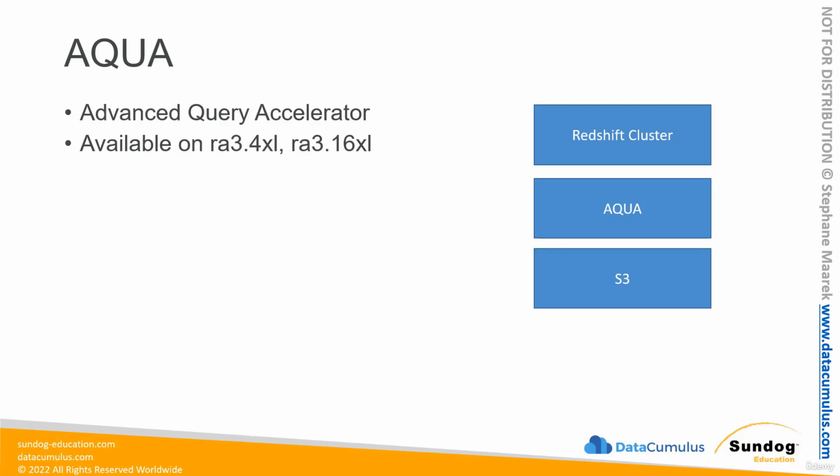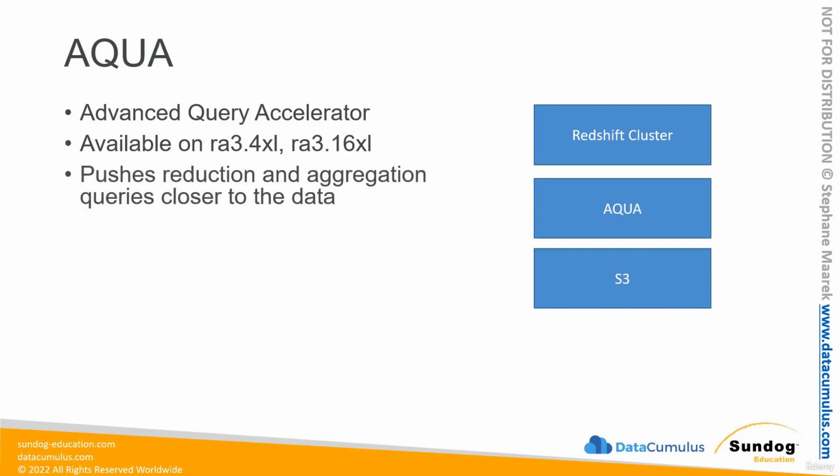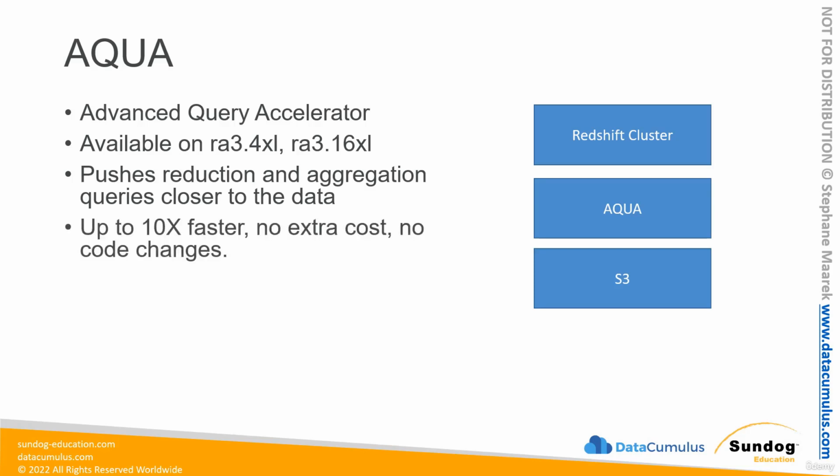This is only available on RA3.4XL and RA3.16XL node types. So again, important to use that RA3 node type on Redshift clusters now if you want all the latest and greatest features. The idea is that it's pushing reduction and aggregation queries in particular closer to the data. So that Aqua layer is sitting closer to the S3 servers, and it actually has a special high bandwidth connection to S3 to make it even faster.